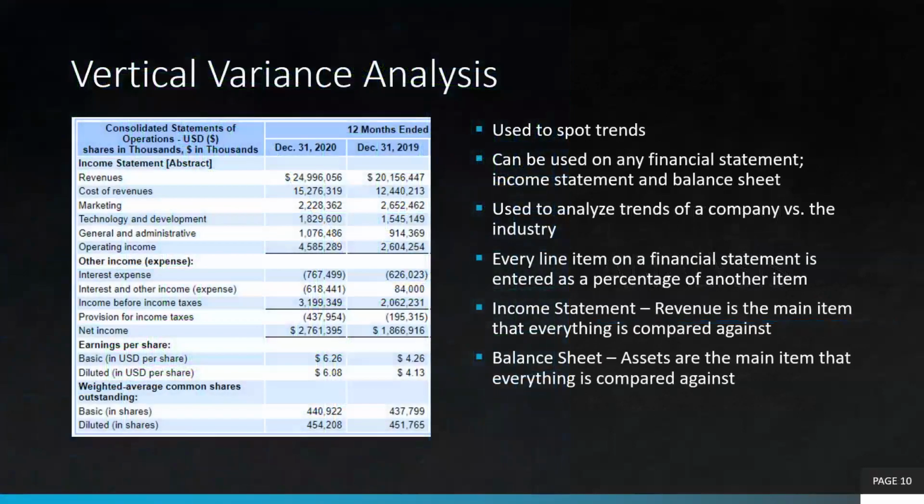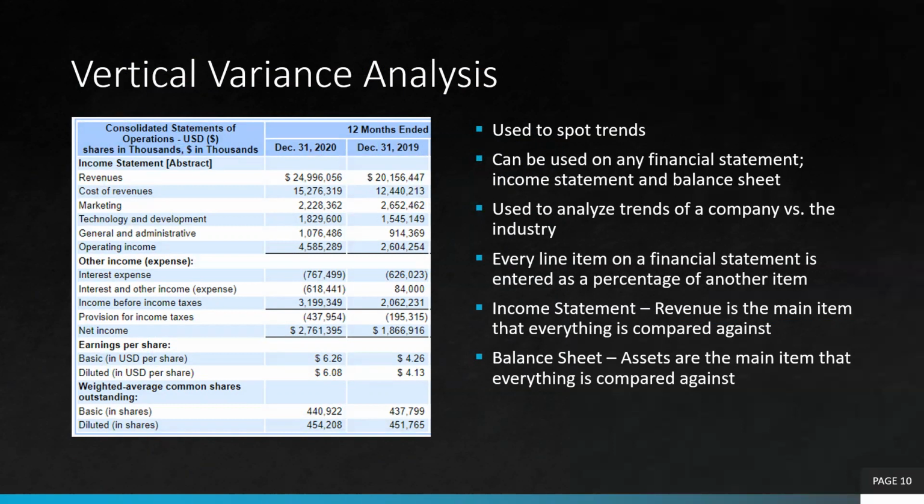So now we're going to look at a vertical analysis, and this is typically used to spot trends. We're going to be working with the income statement as well, but as I said before, you can also do this with a balance sheet. And this is typically used to analyze trends of a company versus the industry, right? So you can do it just on the company basis, just to see how you're doing year over year, but you can also use this to see how you are comparing to other companies that are within the same industry.